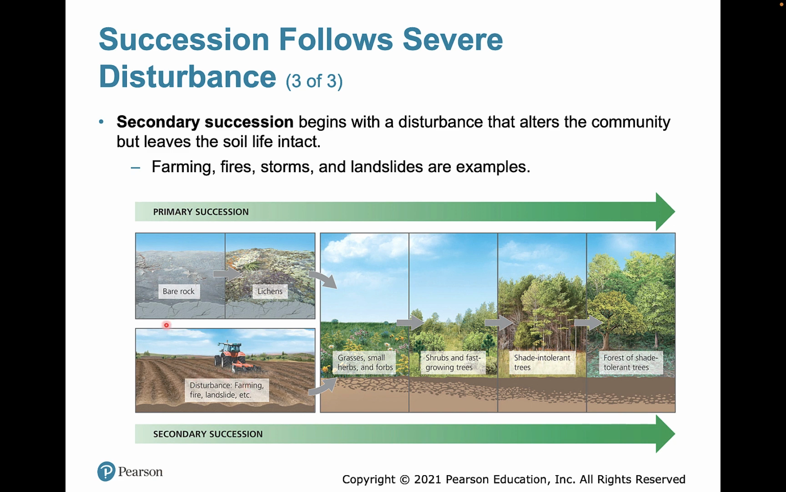Okay, so you don't have to go through this process in secondary succession as you do in primary succession to create soil. The soil's already there. So it's just a matter of having the early pioneer species come in and develop into your climax community. And the original climax community, before the disturbance happened, may not be what you wind up with at the end.